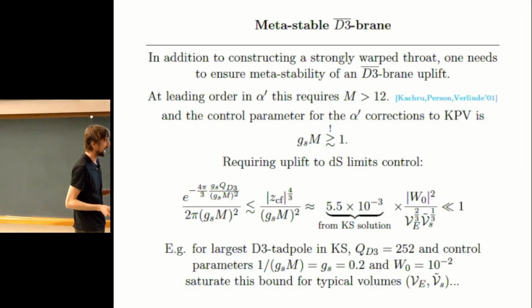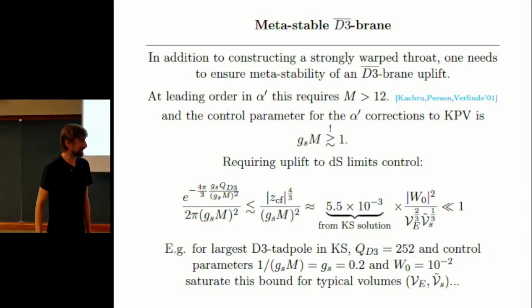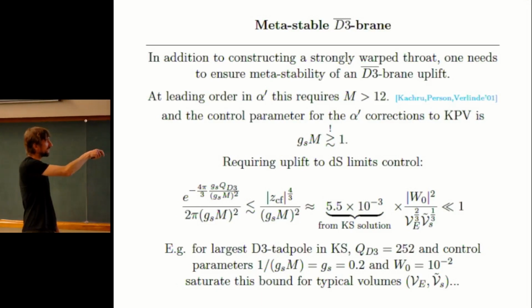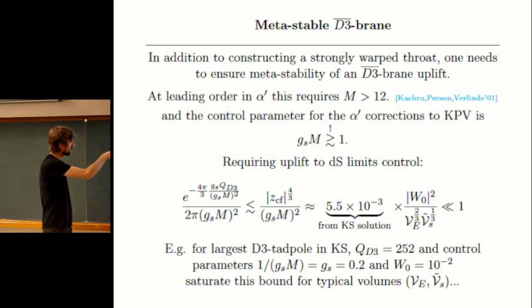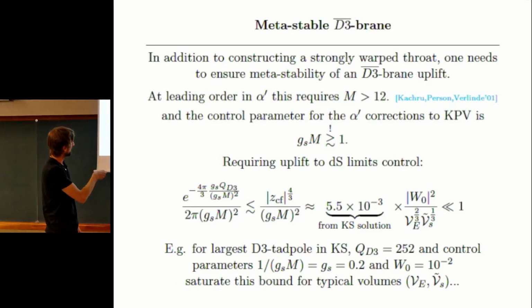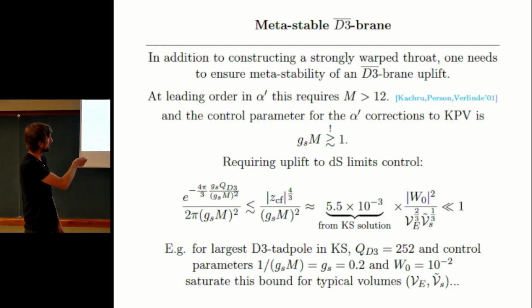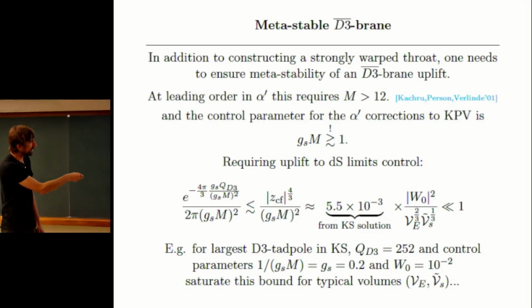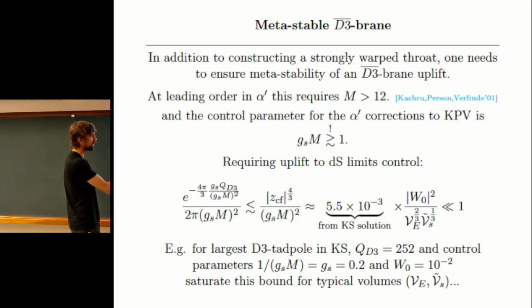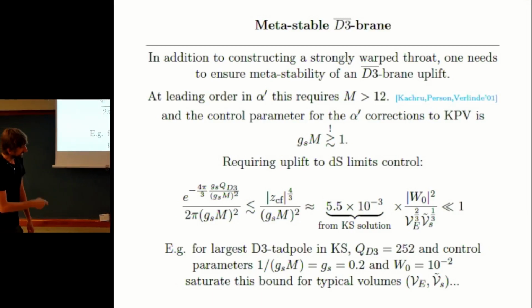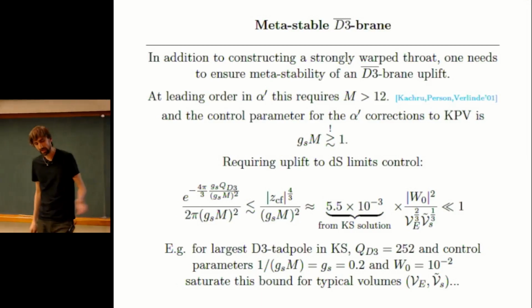And so when you do this, requiring an uplift to de Sitter limits the amount of computational control you can have quite severely. You have an exponentially small number Z here, which is bounded by the D3 charge in the throat. In order to make Z exponentially small, you need a large D3 charge. And if you want to make the curvature of the throat small and the string coupling weak, you need a lot of charge. So it turns out that for the largest D3 tadpole you can find in KS, which is 252, and reasonable control parameters of like 20%, and W0 of 10^-2, you can do this, but you can't do much better.